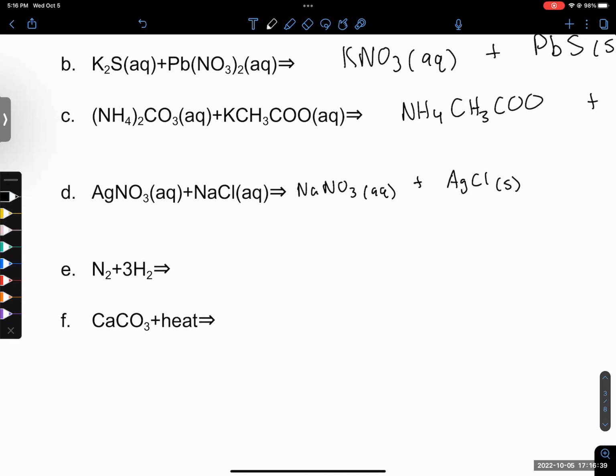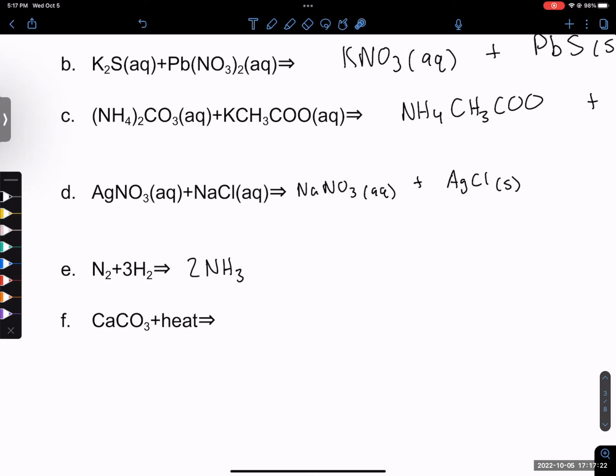What about when you react nitrogen with 3 hydrogens? What kind of reaction is this? Synthesis, right? And you get NH3. The reason I know it's NH3, not N2H4 or anything, is because of how you would balance it. These are the coefficients that I'm giving you. You don't want to change these, okay? So you would have to change these a little bit in order to balance this out. Thus the product is ammonia.